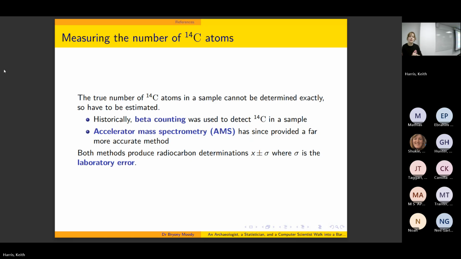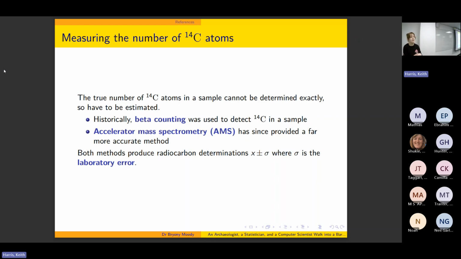But to do this, we need to measure the number of carbon 14 atoms in the sample now. We also need to know what it was at time t equals 0 to get that other measurement that we need. Now, to measure it now, that's okay. Historically beta counting was used, and now there are slightly more accurate methods such as accelerator mass spectrometry. They provide a pretty accurate measurement of the concentration of radiocarbon in a sample now.